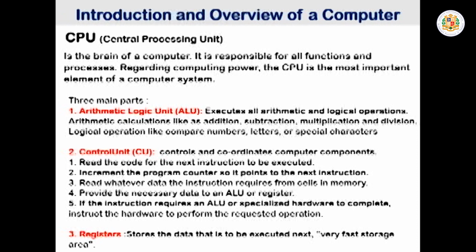There are three main parts of the CPU. One, the ALU, or what we call the arithmetic logical unit. This one executes all arithmetic and logical operations. Arithmetic calculations like addition, subtraction, multiplication, and division. Logical operations like comparing numbers, letters, or special characters. Next, number two, the CU or the control unit. This one controls and coordinates computer components. It controls all the parts of your computer.